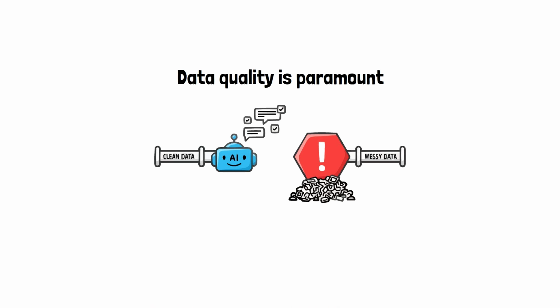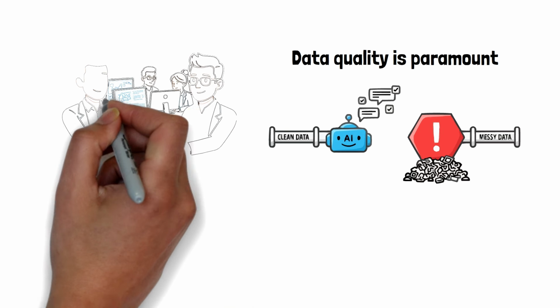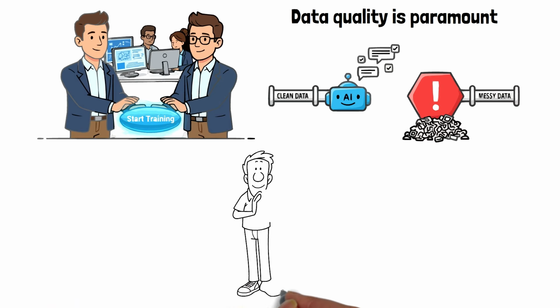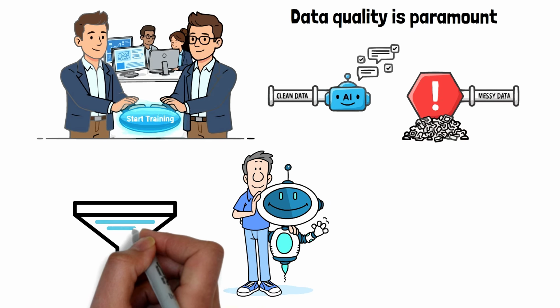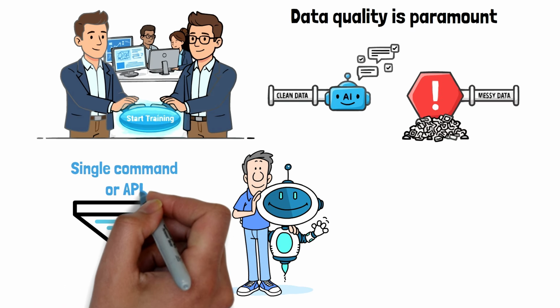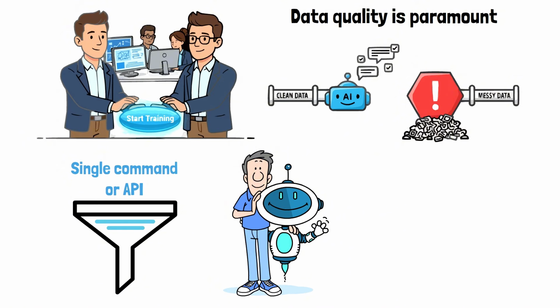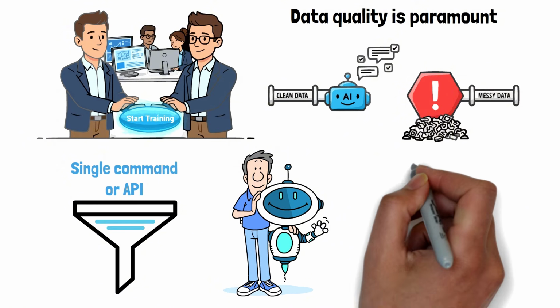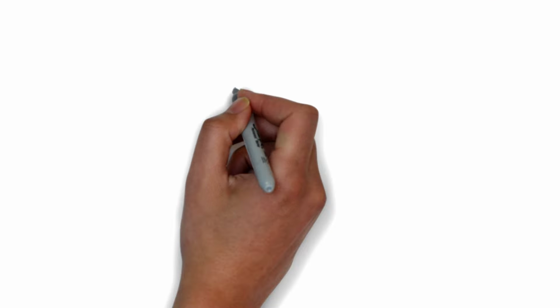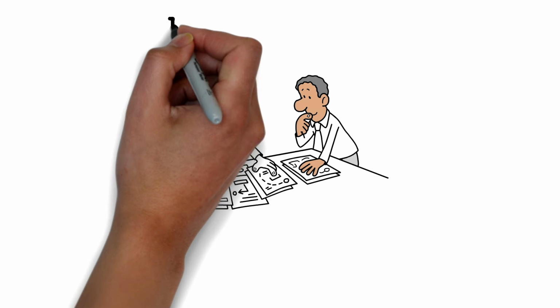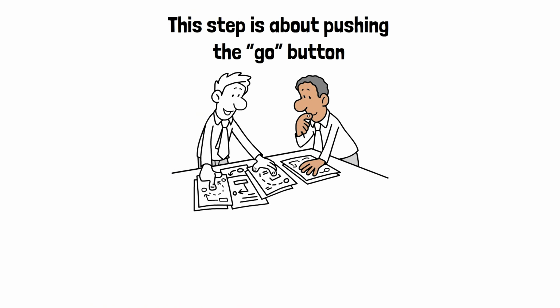The training itself is the most technical step, but from a PM's perspective, it's often the simplest. With modern APIs, fine-tuning can be initiated with a single command or API call that points to your prepared dataset. Your role is not to write the code, but to ensure the engineering team has the resources they need and to monitor the process. The real work was in preparing the data. This step is about pushing the go button.